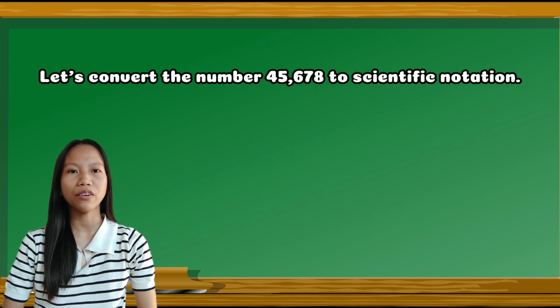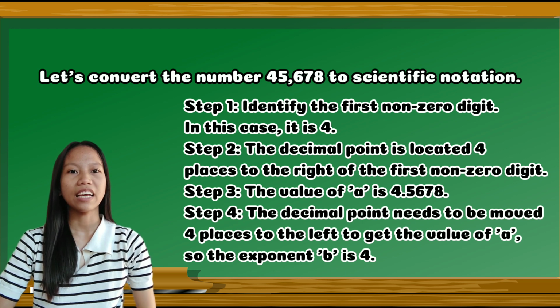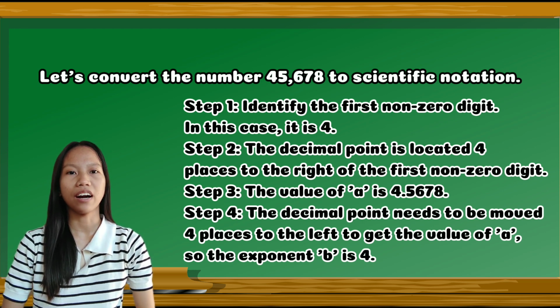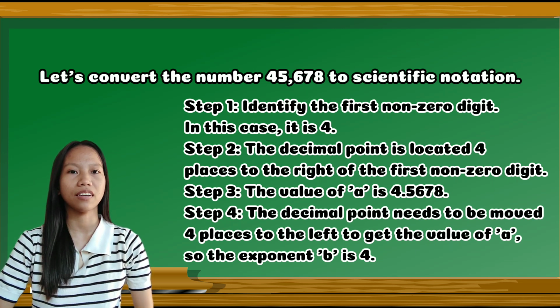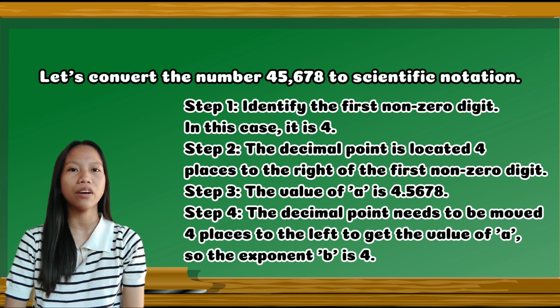For example, let's convert the number 45,678 to scientific notation. Step 1. Identify the first non-zero digit. In this case, it is 4. Step 2. The decimal point is located 4 places to the right of the first non-zero digit. Step 3. The value of a is 4.5678. Step 4. The decimal point needs to be moved 4 places to the left to get the value of a, so the exponent b is 4.